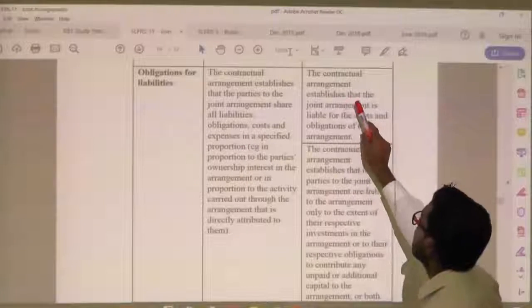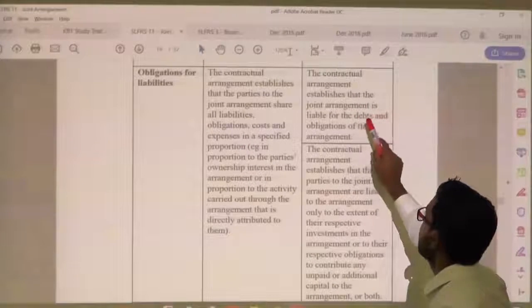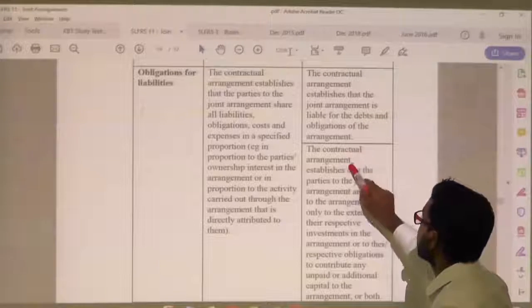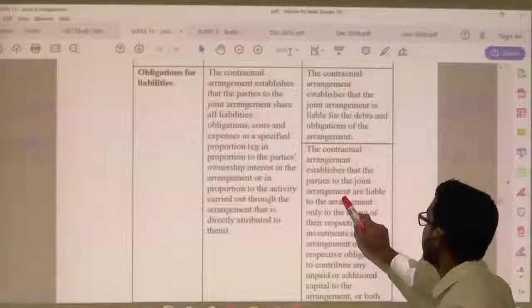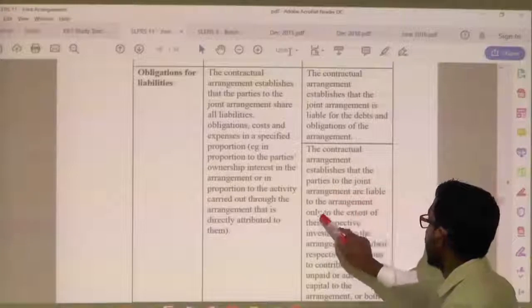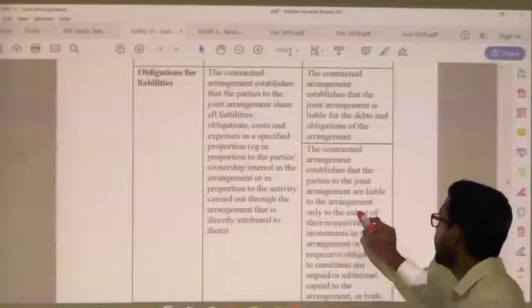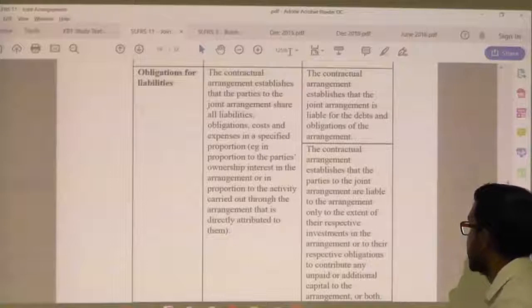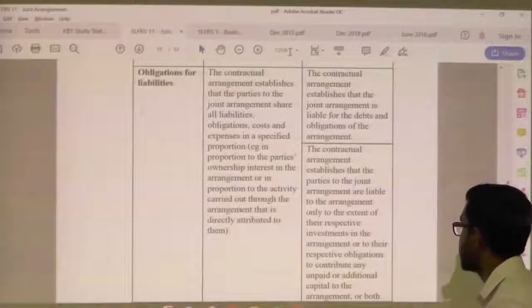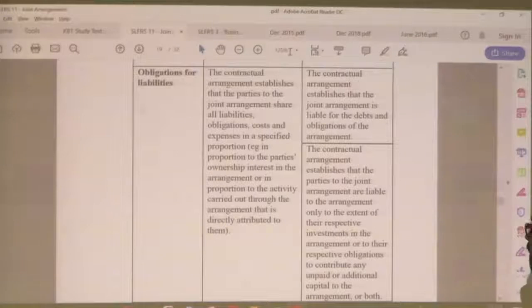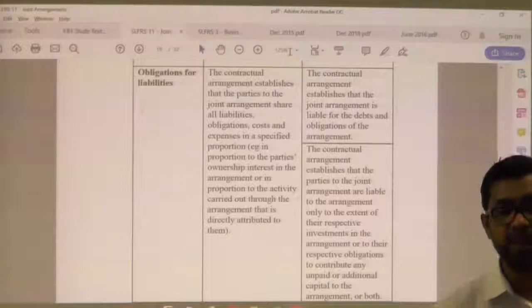Here, the contractual arrangement establishes the joint arrangement's liability for a debt of the arrangement. The contractual arrangement establishes that the parties to the joint arrangement are liable to the arrangement only to the extent of their respective investment in the arrangement, or to their respective obligation to contribute any unpaid or additional capital to the arrangement. I have explained this yesterday.